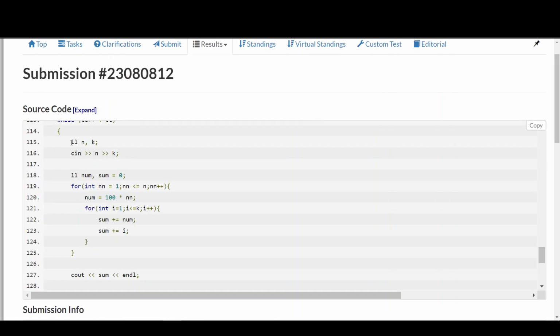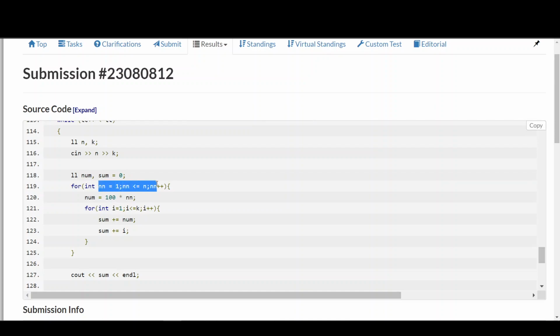So for the code, I took n and k as the input, which were given in the question, and the num variable would store the current floor, which we would need to add. And as you can see, since the numbers were in the form of 1 i 0 j, so i would be multiplied by 100 and then added to the final answer.